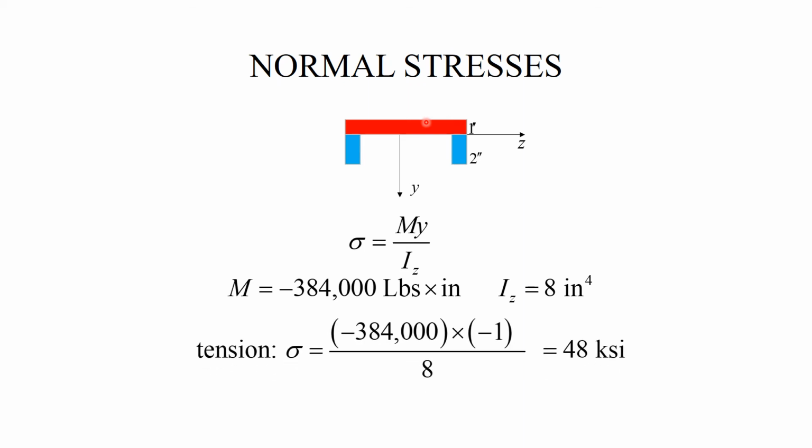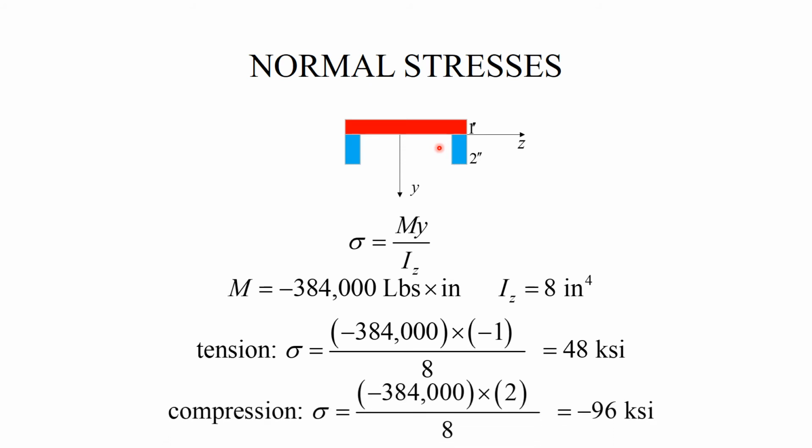Now I can do the calculation for the tension. The moment times minus 1. So that's the coordinate of the upper fiber. That's where the tensile stress is maximum, and it happens to be 48 ksi. And now I'm ready to go to the compression. In this case, I will use y equal to 2, and I obtain that the stress is minus 96 ksi, or we can say that the compression is 96 ksi.